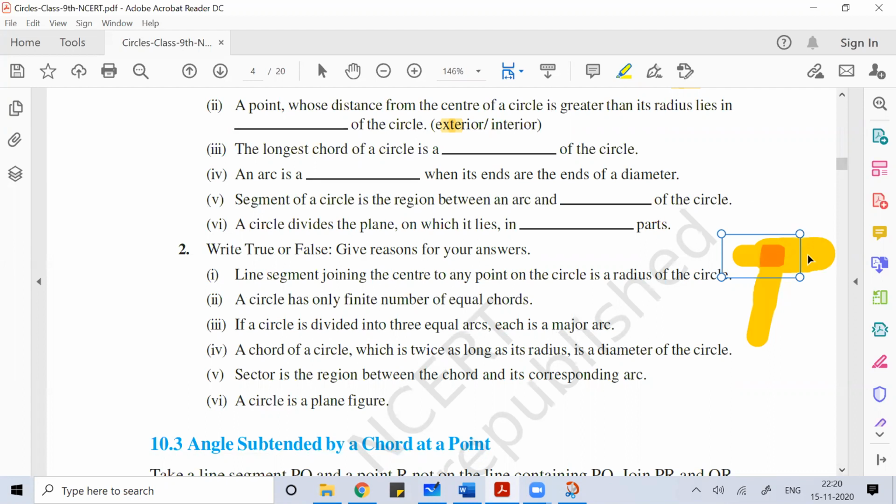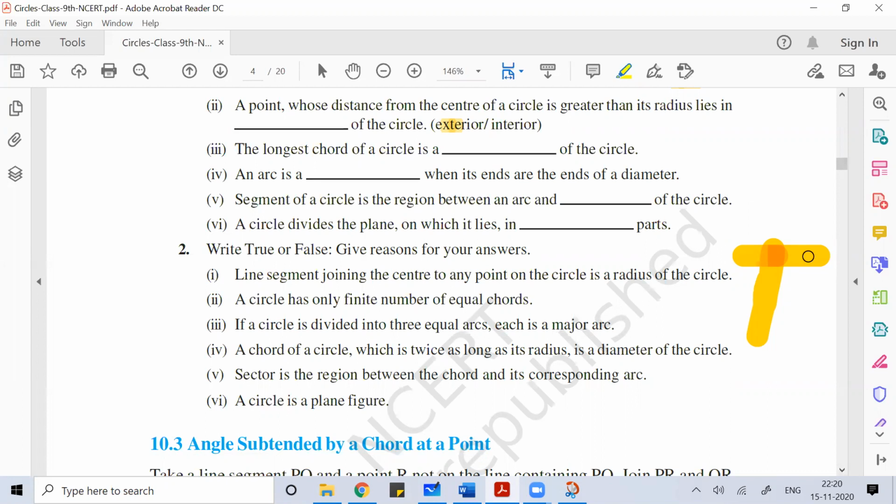This is true. Okay. Now next thing, a circle has only finite number of equal chords. This is false. So you can have infinite numbers of equal chords in the circle.